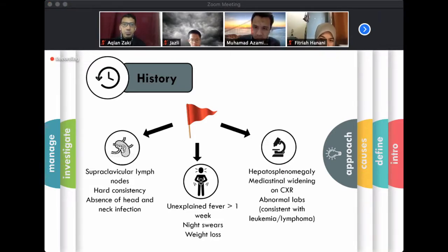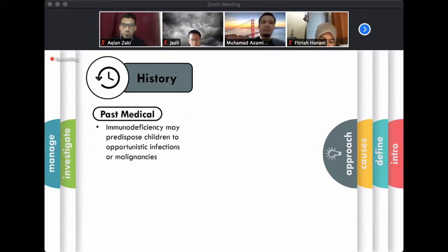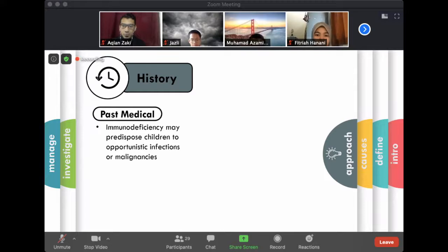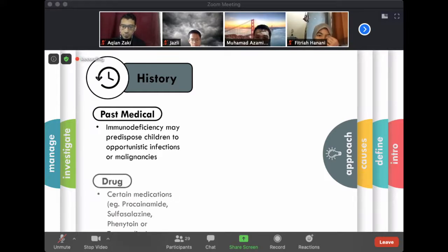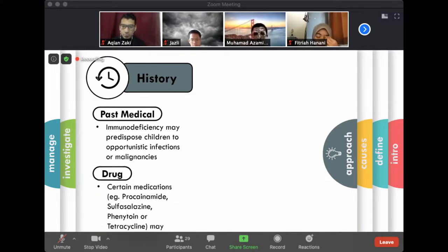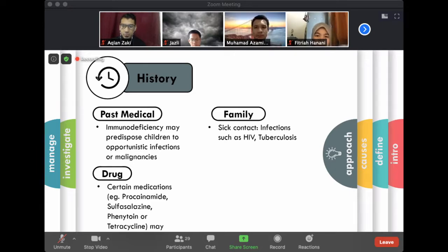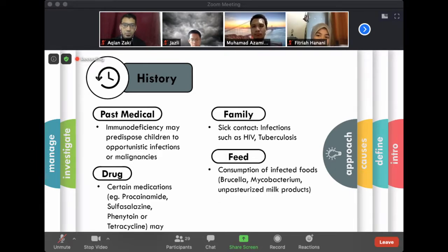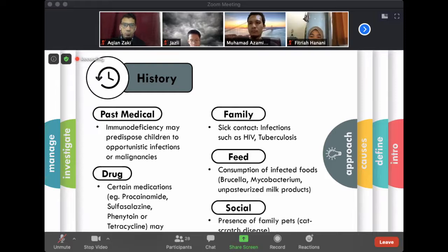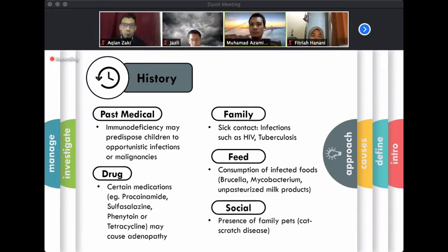So other relevant history may include the past medical history for any immunodeficiency event or any malignancy, drug history for drug-induced adenopathy, family history for the history of sick contacts, feeding history for the consumption of possibly infected food such as unpasteurized milk products, and social history for the presence of a domestic pet.